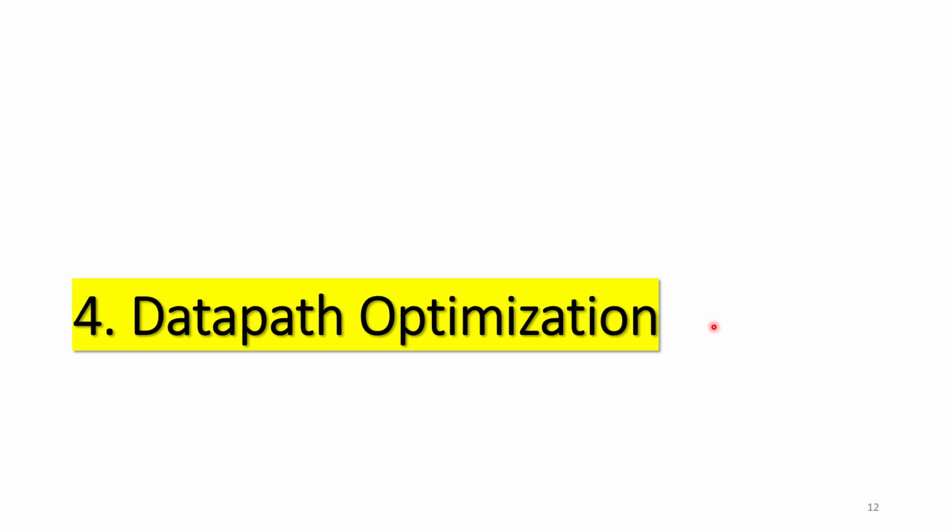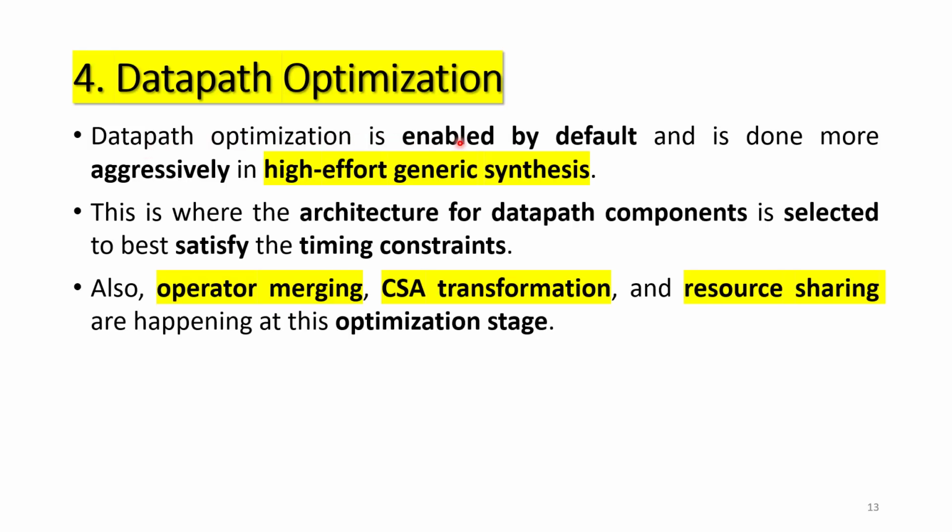Next technique is data path optimization. Data path optimization is enabled by default and is done more aggressively in high effort generic synthesis. Generally, while performing synthesis, we will be using three commands called syn_generic, syn_map, and syn_opt.